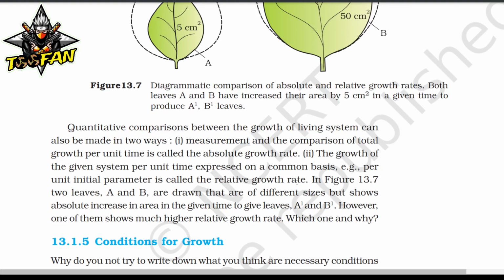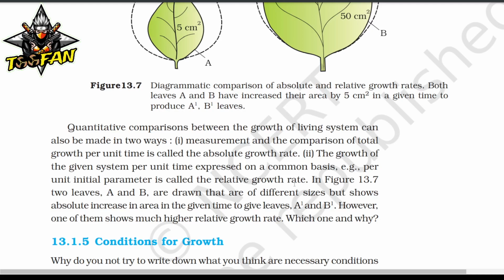Quantitative comparison between the growth of living systems can also be made in two ways. First, measurement and comparison of total growth per unit time is called absolute growth rate. And the second, the growth of a given system per unit time expressed on a common basis, for example, per unit initial parameter, is called relative growth rate.